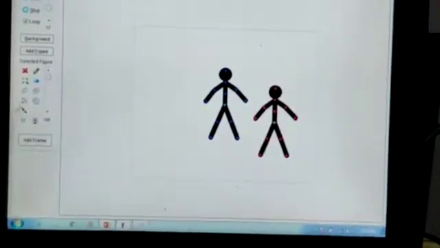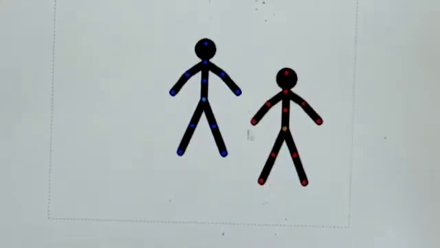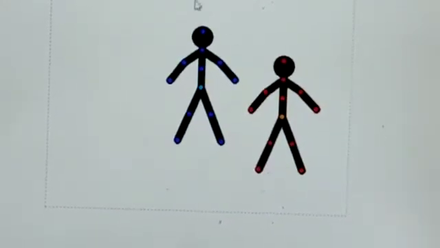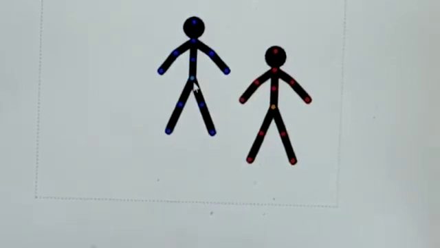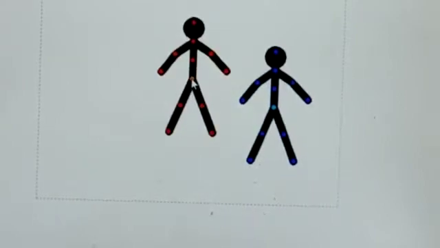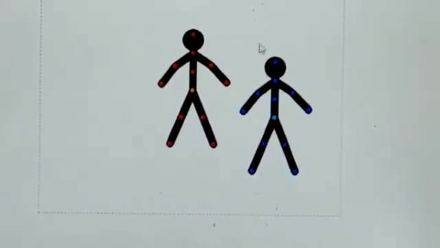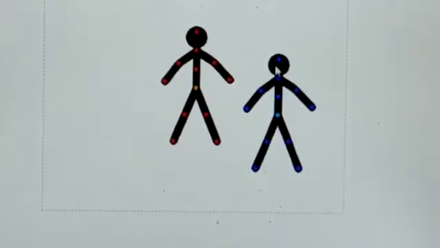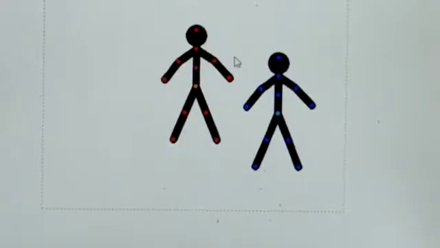Now children, you can see two stick figures over here. One is in blue dots. This figure has not been selected. When you select the figure, you can see the figure will be highlighted in red color dots. If you do not select the figure, it will be blue color dots. If you select the figure, you can see it in red color dots.